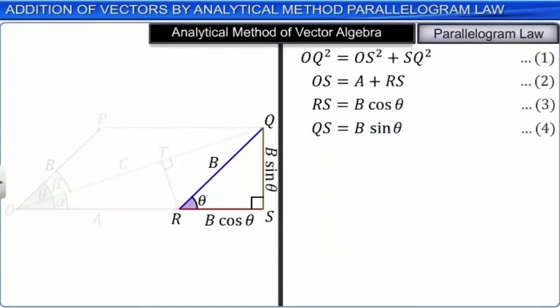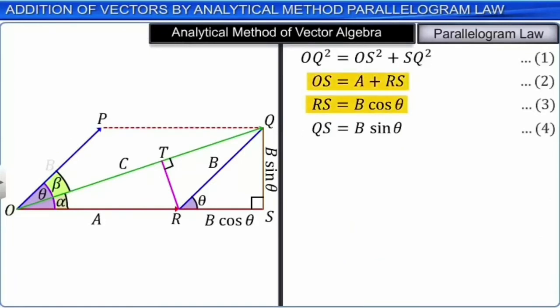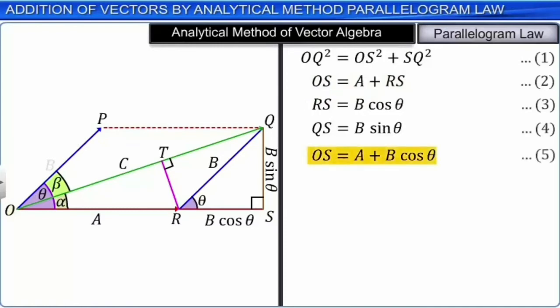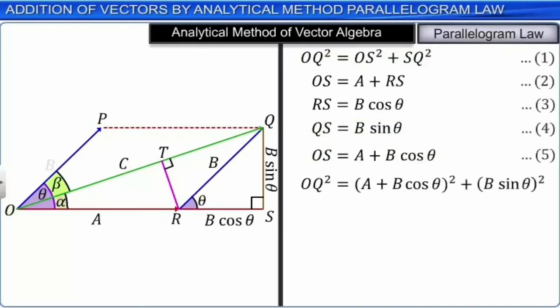So in the given diagram, we have the expressions for OS, RS and QS. We know OS is equal to A plus RS, that is A plus B cos theta. We already have from equation 4 that QS is equal to B sin theta. So substituting QS and OS in the first equation, we have OQ square equal to (A plus B cos theta) whole square plus (B sin theta) square. We just substituted for OS and SQ.